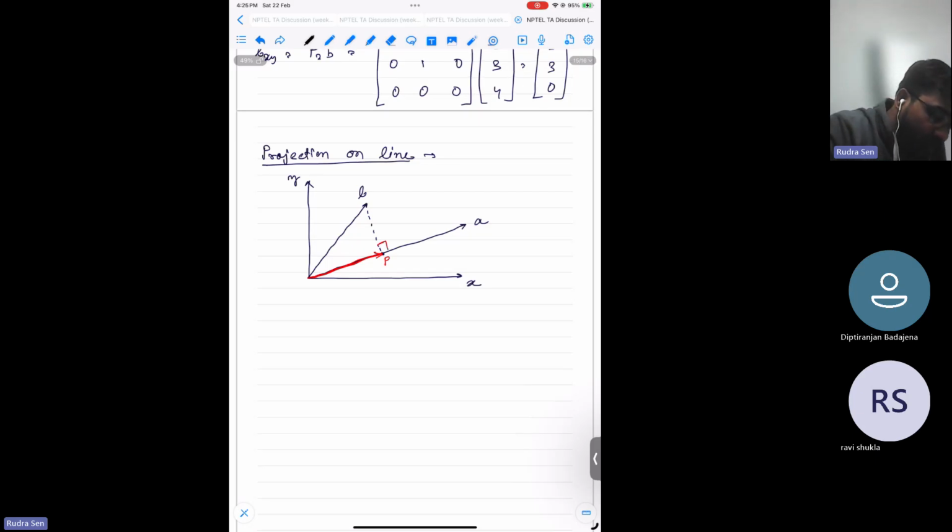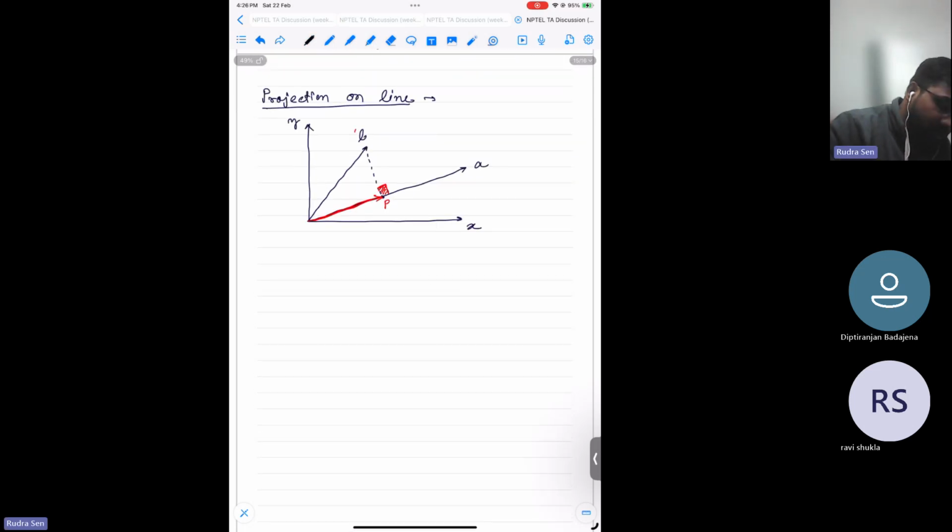When we are talking about projection, we are talking about the shortest distance of the vector to the host plane or host line. This is the vector B that we are concerned about, and we need to project this vector B onto some line. This line is vector A, and we need to find the shortest distance. Perpendicular distance is the shortest distance, right? So we need to find this projection, the P.